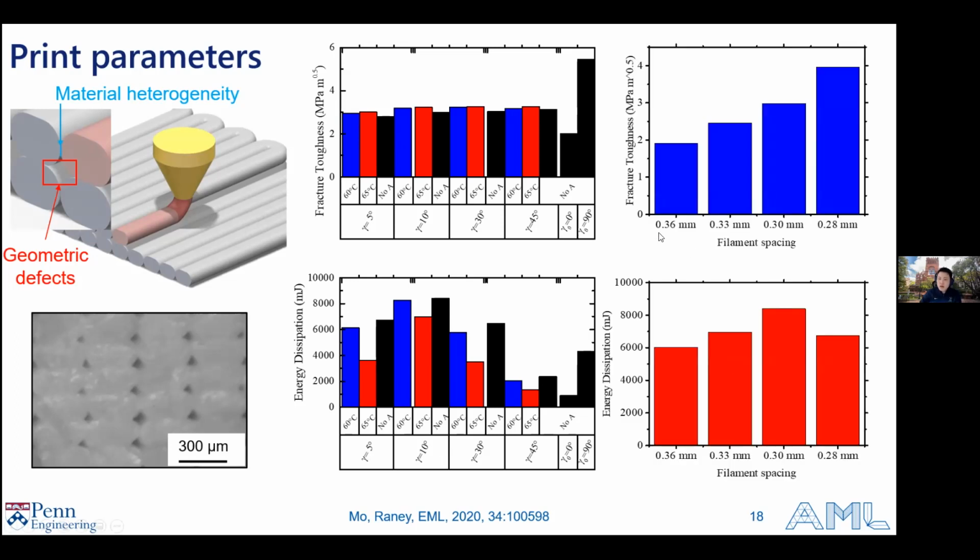And similarly, we can also look at the effect of the filament spacing. For the structures that we have printed before, all have a filament spacing of 0.3 millimeters. If we have a smaller filament spacing, that means the geometric defects will become smaller and smaller. So you can see that there is a positive correlation in the fracture toughness. With a smaller filament spacing, the fracture toughness will be larger. However, this is not monotonic in the energy dissipation. It turns out that the filament spacing that we're using, the 0.3 millimeter, is actually the best one that leads to the highest amount of energy dissipation.